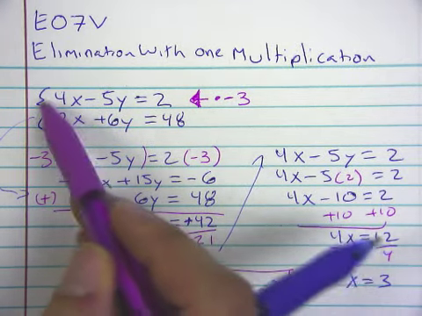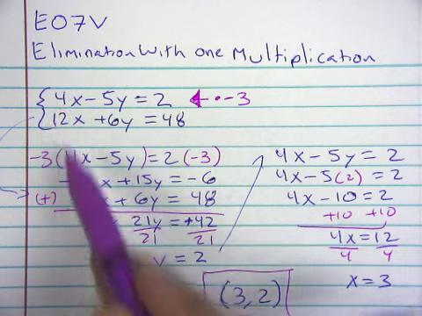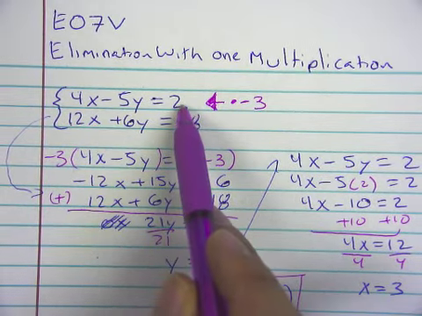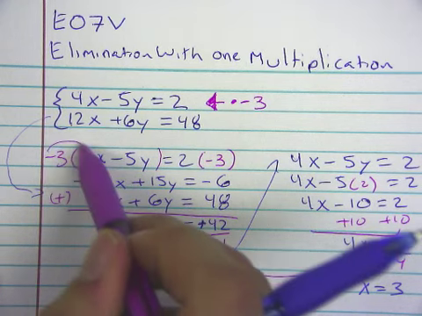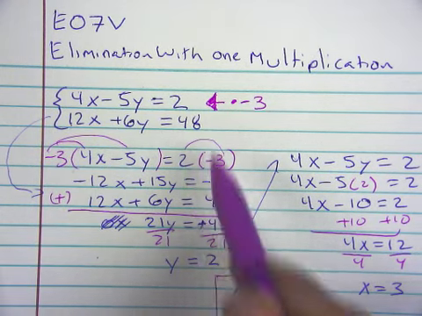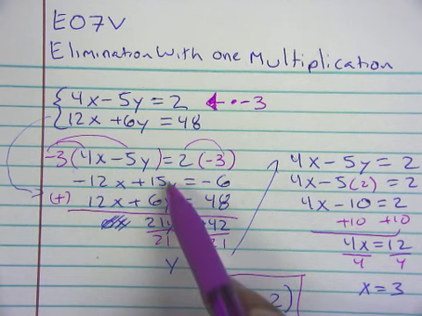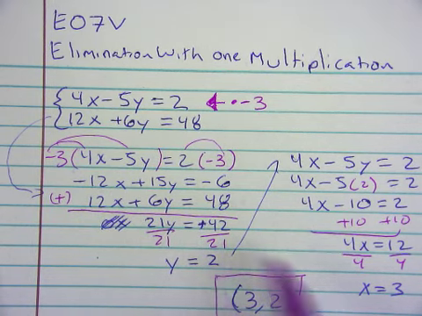I looked and I saw here that I could multiply the 4 by negative 3 to get negative 12, so that's what I did. I multiplied the whole equation by negative 3, being careful to distribute through on both sides. And when I did that, I was able to eliminate the x's, which meant I was down to one variable, which I could solve for, and then substitute back to find the value of x.